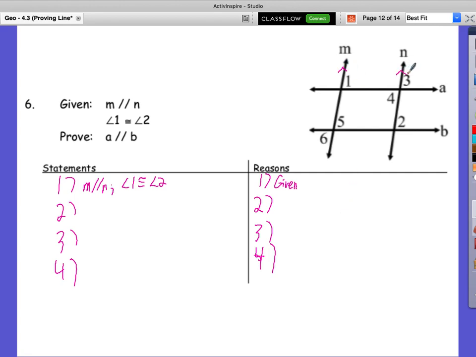M is parallel to N. 1 is congruent to 2. Okay, Taylor. There's too many ones. Yeah, we can do that. Okay. There's a couple ways you can do that. You can do 1 is congruent to 4.